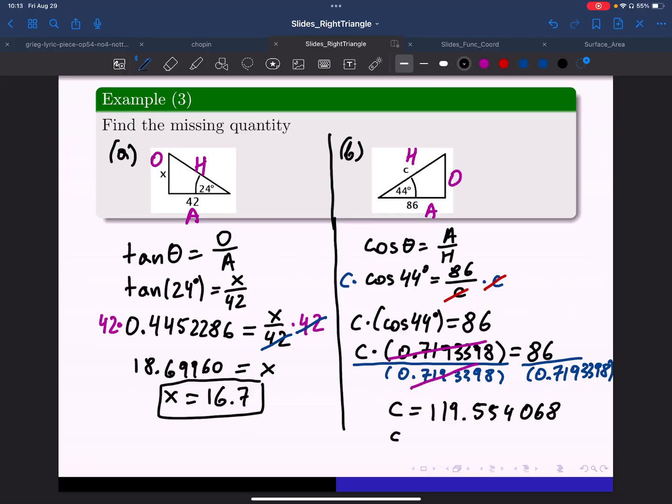119.554068, which rounding together is 119.55 or 119.6 if you want to round it up.